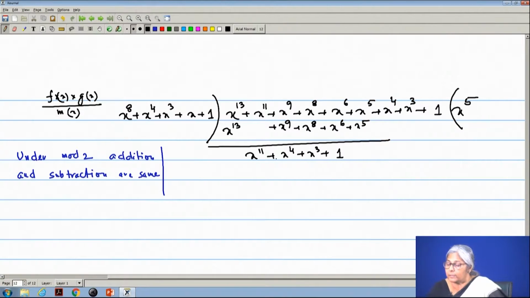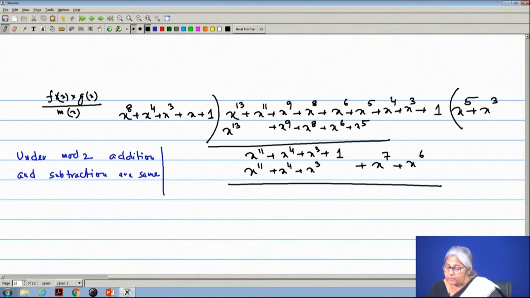Since x to the power 8, I can take x to the power 3. So it will be x to the power 11, then see x to the power 7. I do not have any x to the power 7 term, so I write x to the power 7 here. x to the power 6, I do not have any x to the power 6 term, then x to the power 4, I write x to the power 4, then x cube. So again if I give, I get x to the power 7, x to the power 6 plus 1.